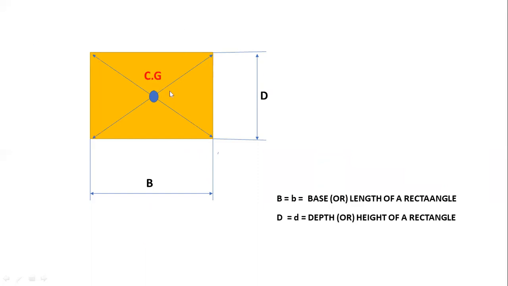Here you can observe this centroid always lies at a distance of half of the base and half of the depth. By using these fundamentals, you can locate the centroid or the center of gravity of a Z section, I section, L section, and T section. You can locate the centroid of any type of rectangular cross sections.